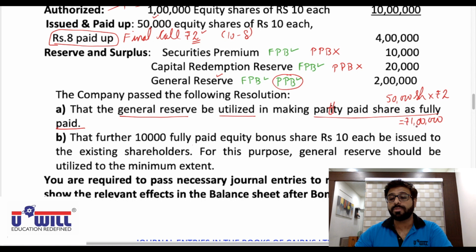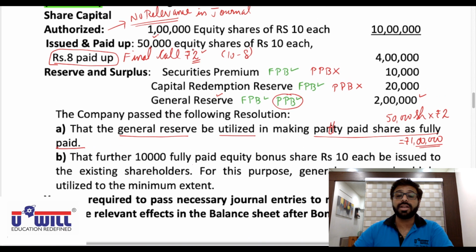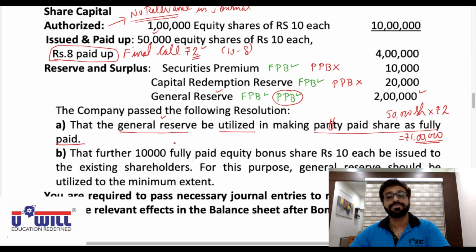This 1 lakh rupees of partly paid bonus we have to give by utilizing from which reserve? General reserve. I repeat, that the general reserve be utilized in making partly paid shares as fully paid up, means partly paid bonus is to be declared. Final call of 2 rupees was pending, that we have to give as bonus. On 50,000 equity shares, final call 2 rupees, 1 lakh is the partly paid bonus we have to give, and we have to give that by utilizing general reserve.